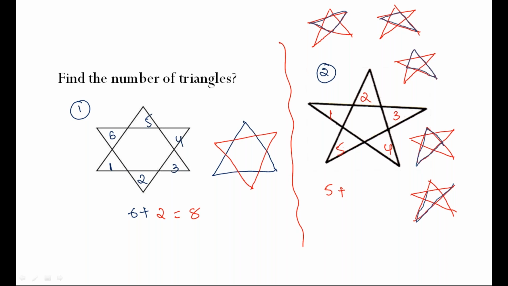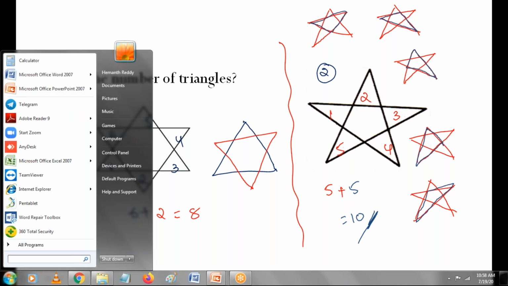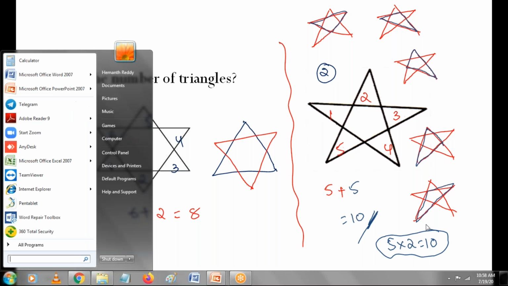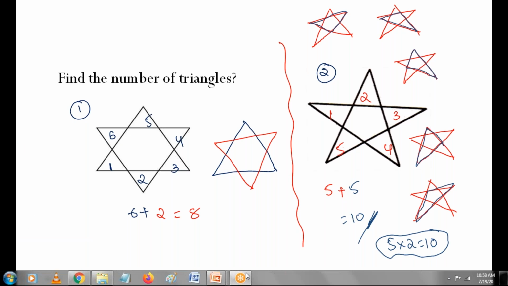If you draw anything other than this, it is just repetition. So total 10 triangles in the second one. This is manual counting, no shortcut for this. If you want, you can remember that you have 5 corners here, 5 into 2, 10, like that. This is a standard diagram, right? You can remember 10. Or else this is how you have to calculate. Right. So hope you understand. Second one, 10. It's not 8.